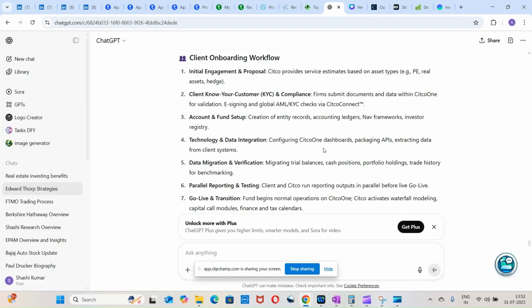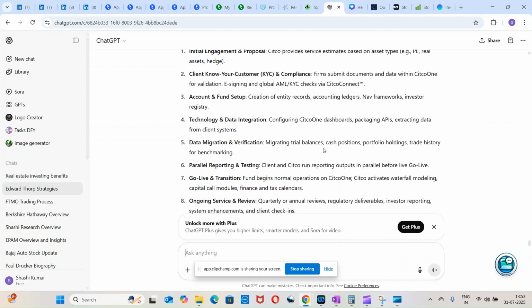So creation of entity records, accounting ledgers, frameworks, and investor registry is done. Then technology and data integration is done: configuring CITCO One dashboards, packaging APIs, and extracting data from client systems, followed by data migration and verification. Then migrating the trial balances, cash positions, portfolio holdings, and trade history for benchmarking. In parallel, reporting and testing is done. Client and CITCO run reporting outputs in parallel before go live.